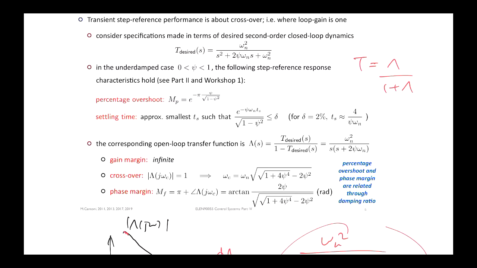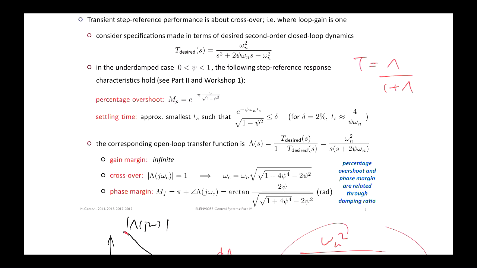So it's saying that you will get exactly canonical second order dynamics, with desired overshoot, which relates to the damping, and desired settling time, which relates to the product of the damping and the natural frequency, by having an open loop transfer function that looks like this. It's got a 0 at s equals 0, and it's got another pole.